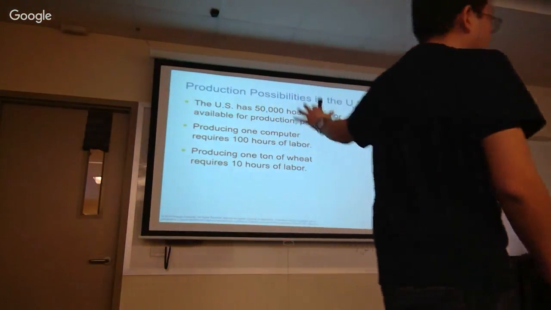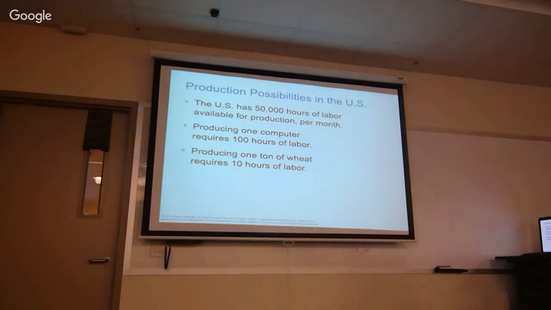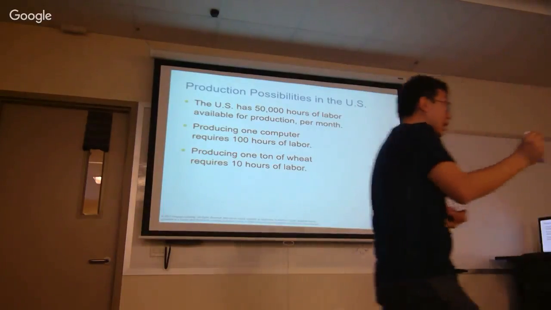We have 50,000 labor hours. Every computer takes 100 hours. Every wheat takes 10 labor hours. So first, let's draw a simple PPF for US. Let's do it together.